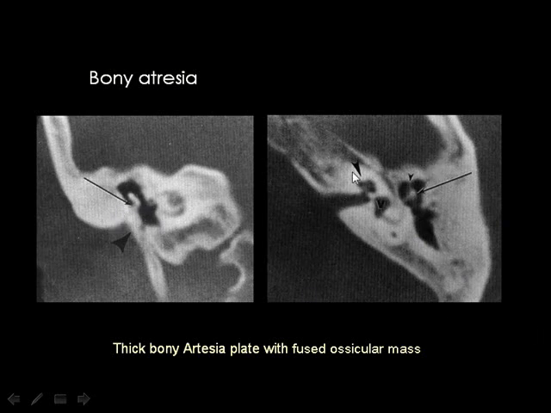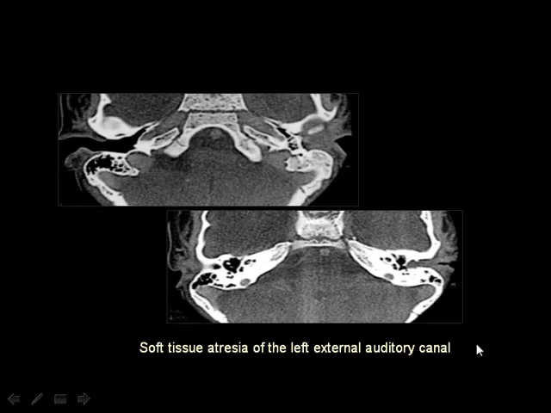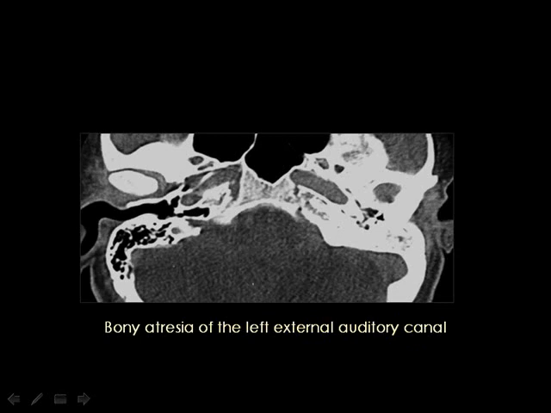And you can also note that this arrowhead points to the dome of the cochlea, and this is the cochlear nerve, and this is the vestibule, and this is the lateral semicircular canal. Then, in this patient, the external canal on the right side is normal. On the left side, it is present but blocked by soft tissue structures, which represents the soft tissue atresia.